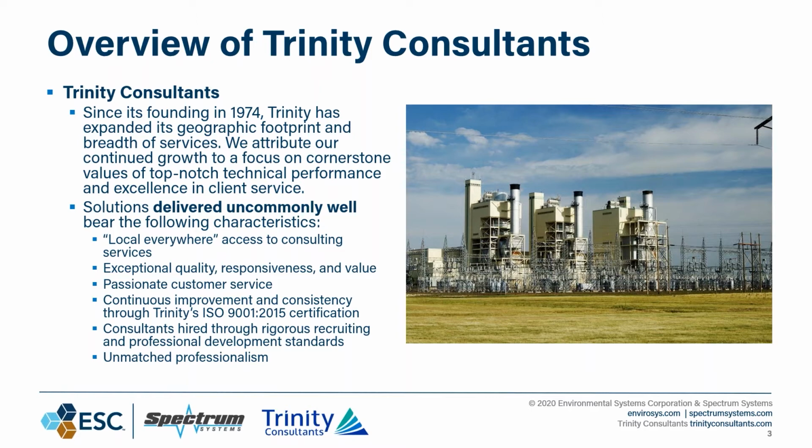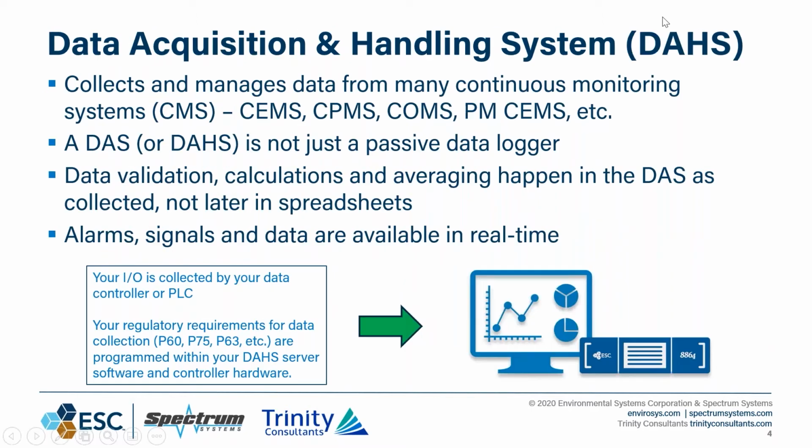When we left off on part 1, we were, of course, talking about the data acquisition and handling system, your DAS, that it collects and manages data from many continuous monitoring systems where applicable. Your CMS, your continuous monitoring system, can consist of an emissions monitoring system, a parametric monitoring system, an opacity monitoring system, a particulate monitoring system, all going to one central location.